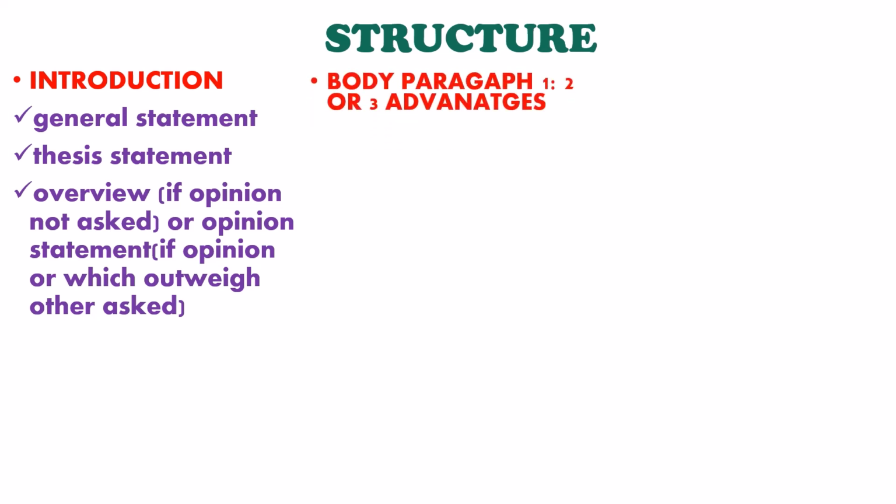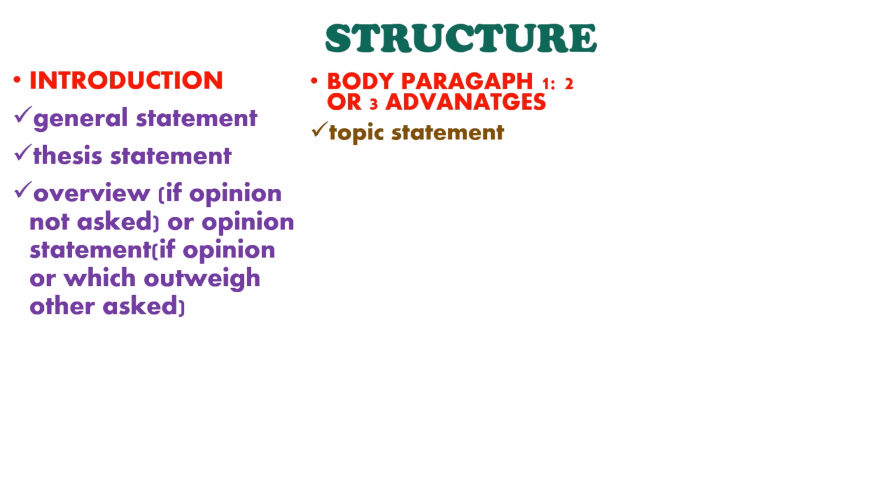So what should you include in your body paragraph 1? You should include 2 or 3 advantages. Okay, always 2 or 3 advantages. Your body paragraph 1 will be the advantage paragraph and your body paragraph 2 will be the disadvantage paragraph.